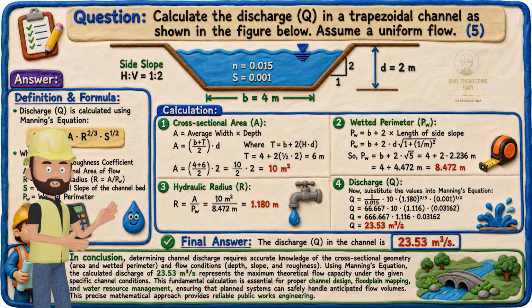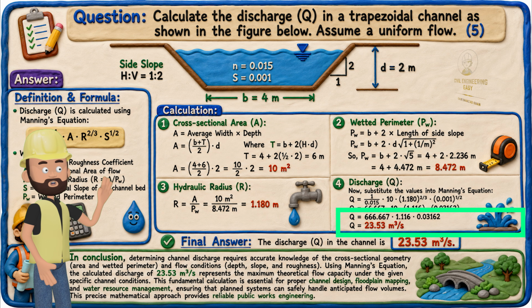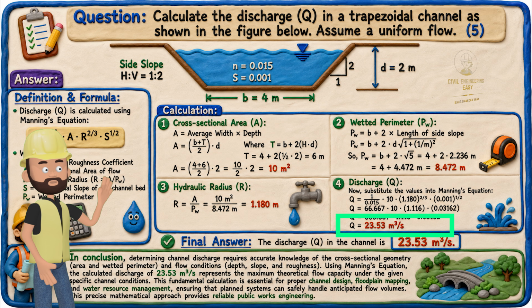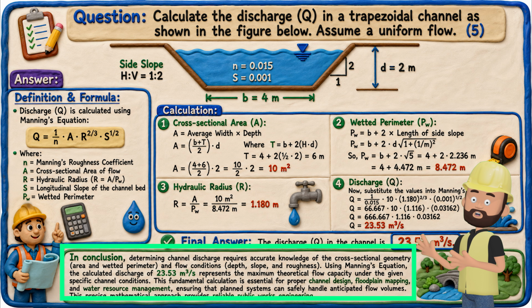0.0316. Working through the multiplication, Q equals 666.667 multiplied by 1.116 multiplied by 0.0316. This gives us our final answer, Q equals 23.53 cubic meters per second. Conclusion. So the discharge in this trapezoidal channel is 23.53 cubic meters per second.